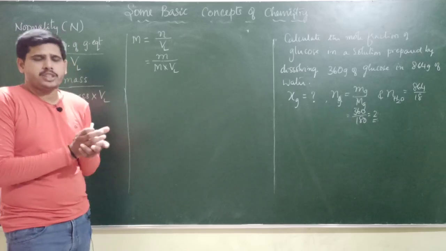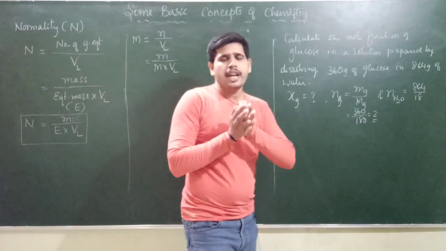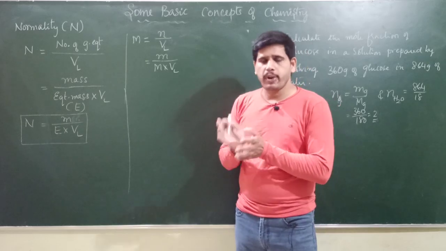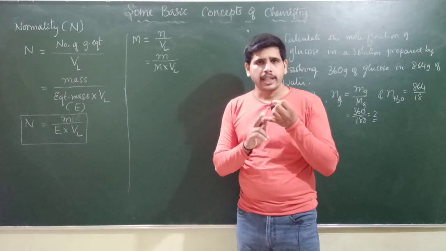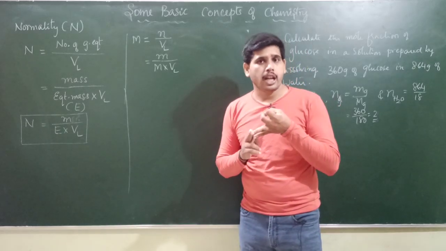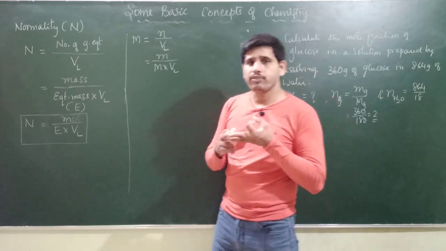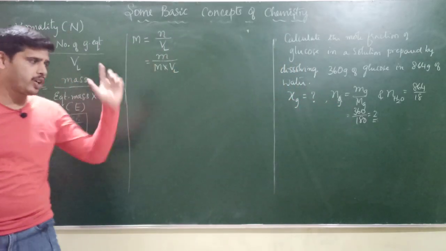In terms of definition, I will define equivalent mass. It is the mass of the substance which combines or displaces 1 gram of hydrogen, 8 gram of oxygen, or 35.5 gram of chlorine. So that is called equivalent mass.